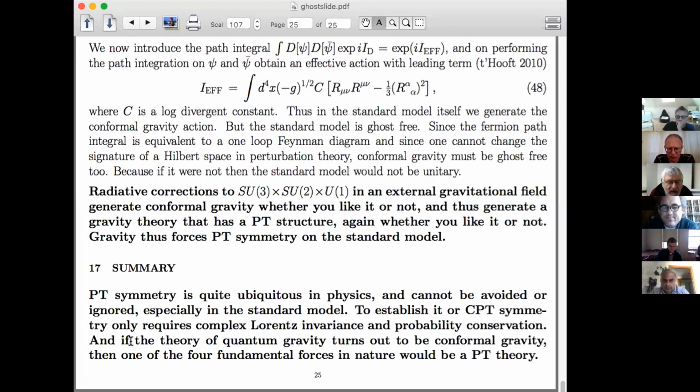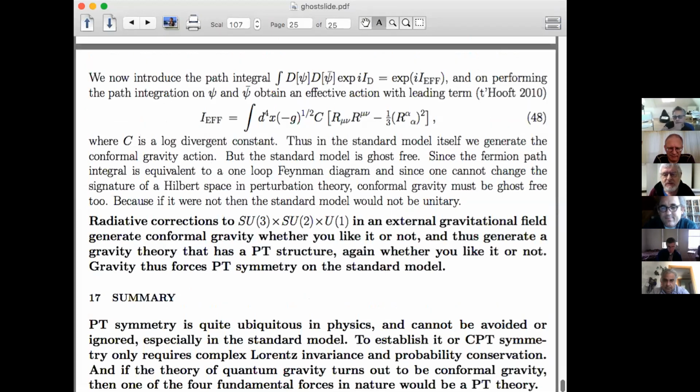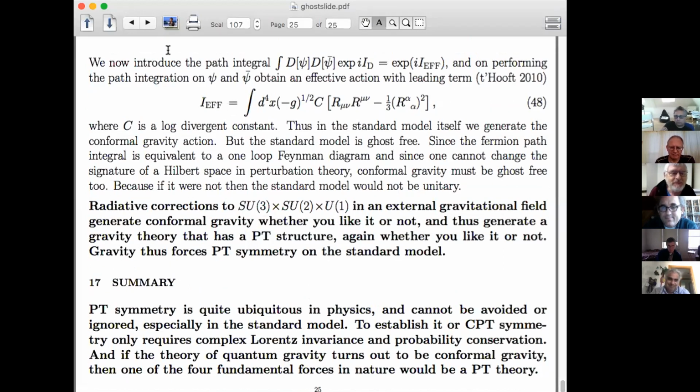And finally, if the theory of quantum gravity turns out to be conformal gravity, then one of the four fundamental forces in nature would be a PT theory. And even if that's not the case, you can't ignore PT because it's generated by radiative corrections. Okay, thank you.